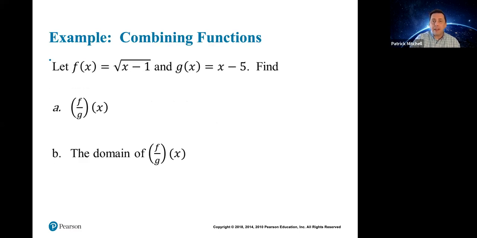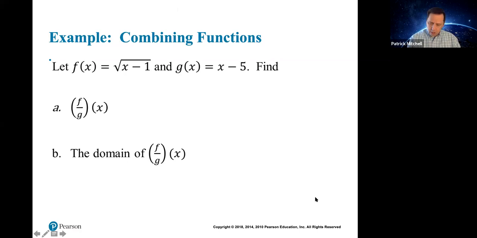All right, the next one is quite a bit fancier, and I'm going to do this one on the tablet. Same thing, if f of x is the square root of x minus 1 and g of x is x minus 5, we want to find the quotient function f over g of x, and then find the domain of that function. So let's switch over to the tablet.